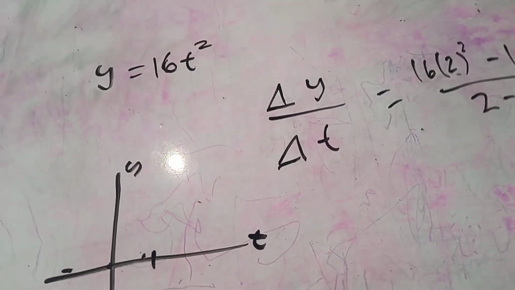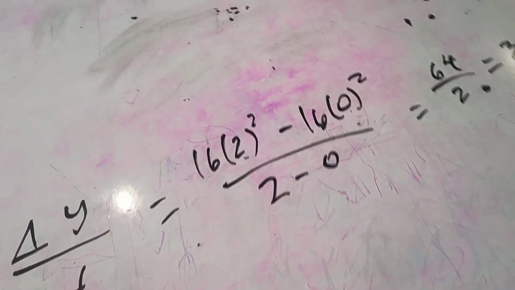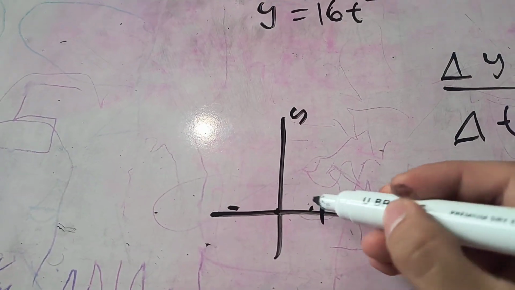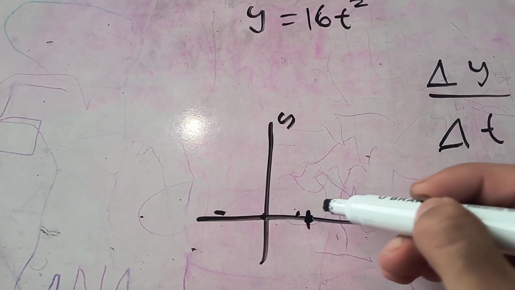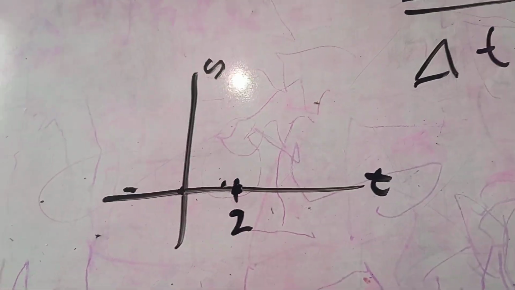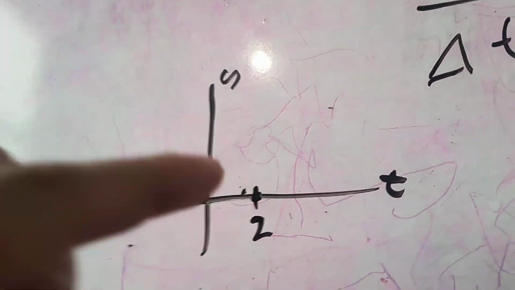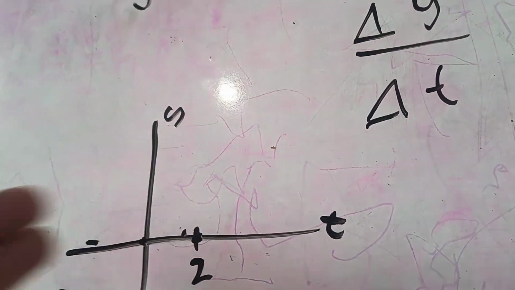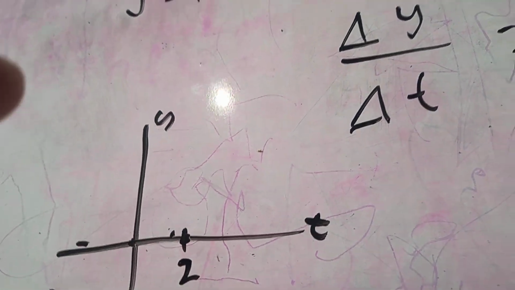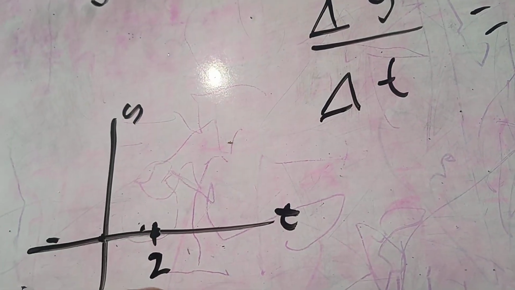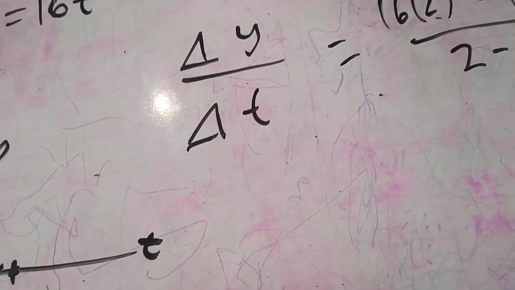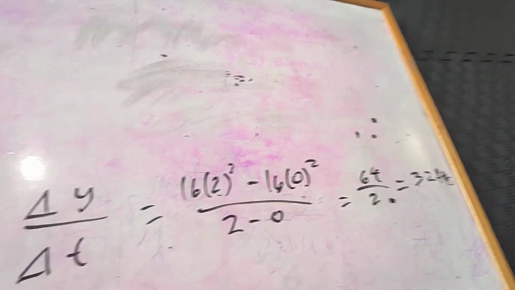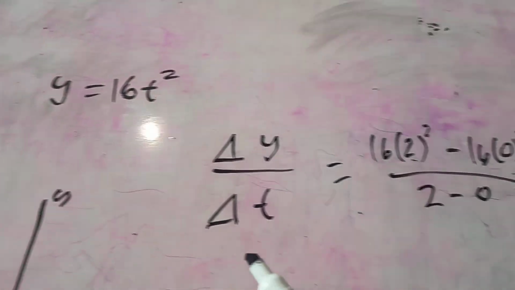But what if I were to ask you, what was the instantaneous speed at 2 seconds? What am I asking you? I'm asking you at 2 seconds, not between these 2 points. 2 seconds into it, what was its speed? What was the speed of the rock? Not what was the average speed between this point and this point, but what was the instantaneous speed? How fast was it going at 2 seconds?